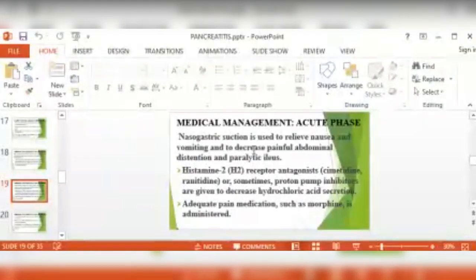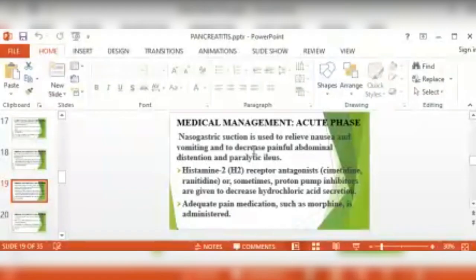Sometimes you can give proton pump inhibitors like omeprazole and co. They are given to decrease the HCl secretions. And then adequate pain medication such as morphine is normally administered.